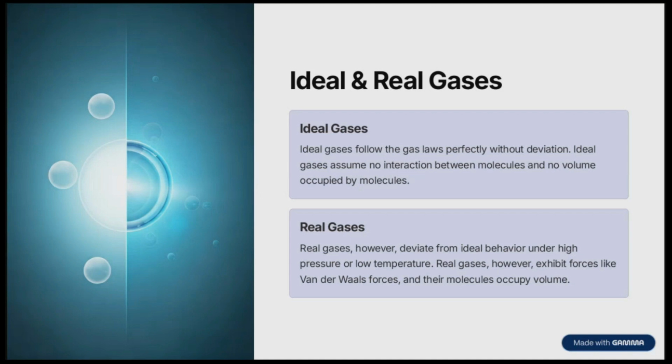I'm a bit confused. This ideal gases, is it both Charles? In fact, I don't understand which one is ideal gases.